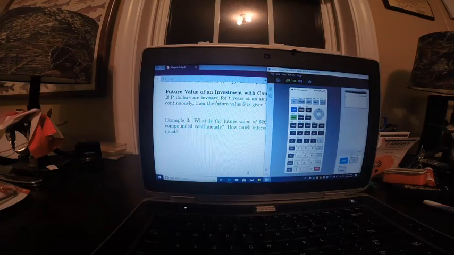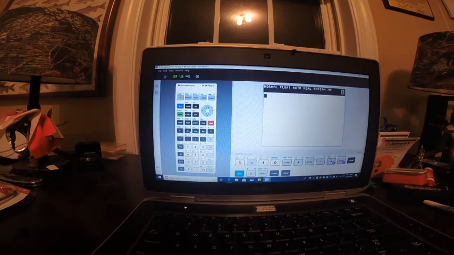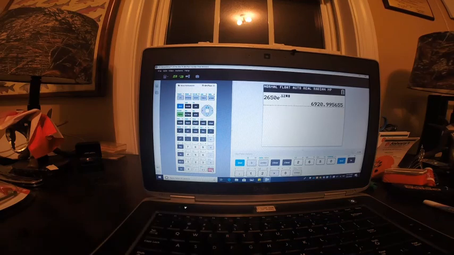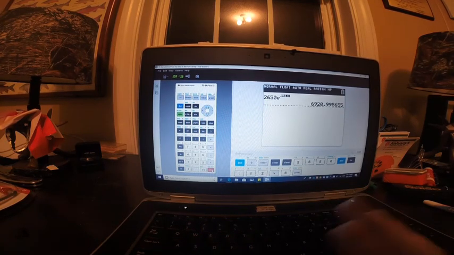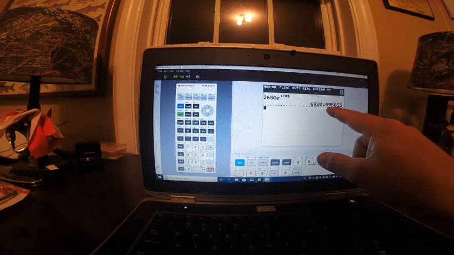Gonna pull up my TI. Let's make it a little larger for you. So I'm going to type in that equation we found, 2,650 e raised to the 0.12 times 8. So I should get 6,920.995.